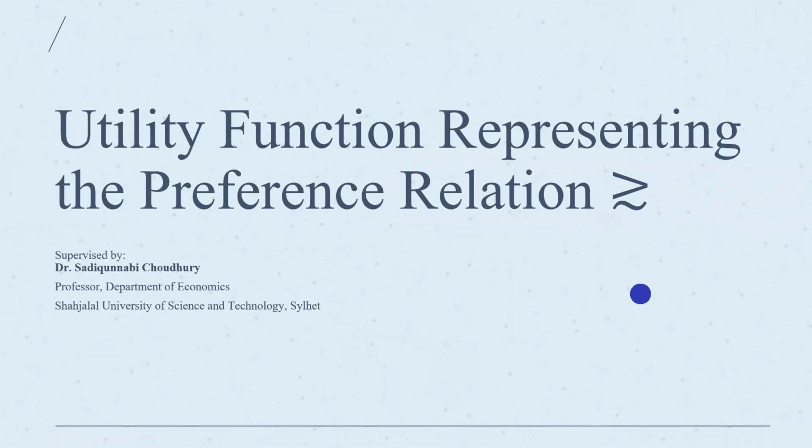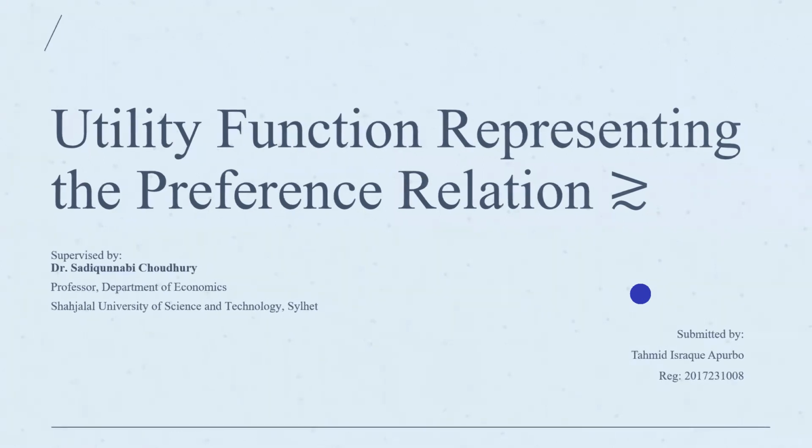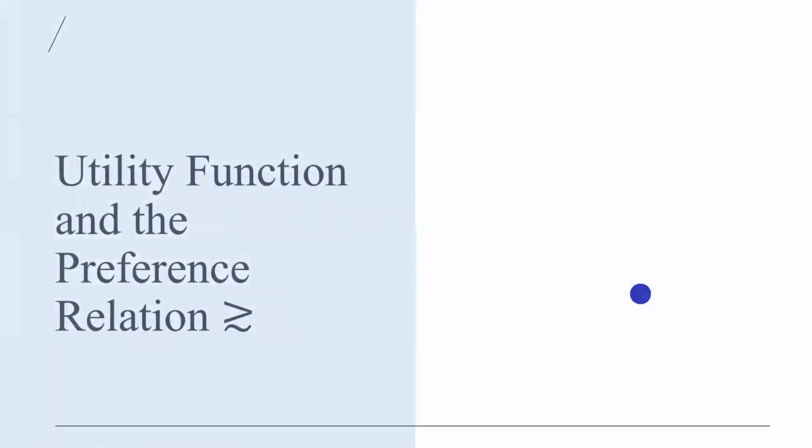This is a part of our assignment, which was assigned by Dr. Satikundu Choudhury, and each person was given a question which we have to solve. My question was about the utility function representing the preference relation. Before solving the question, I would like to discuss some theories that would eventually help us to understand the solution. We would like to talk about the utility function and the preference relation.